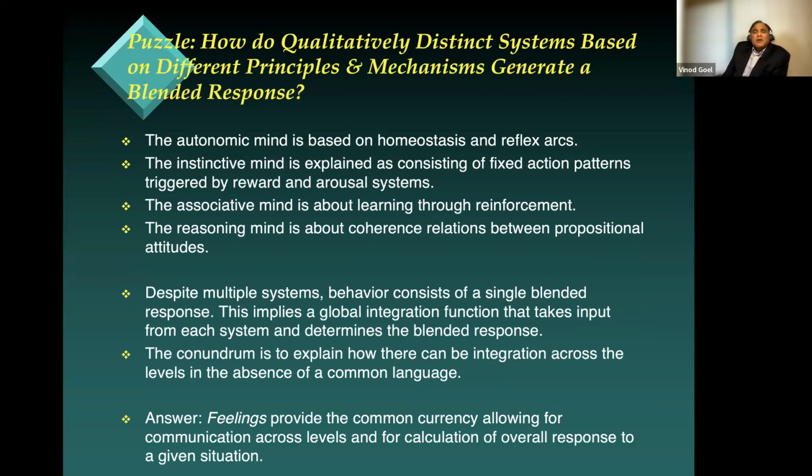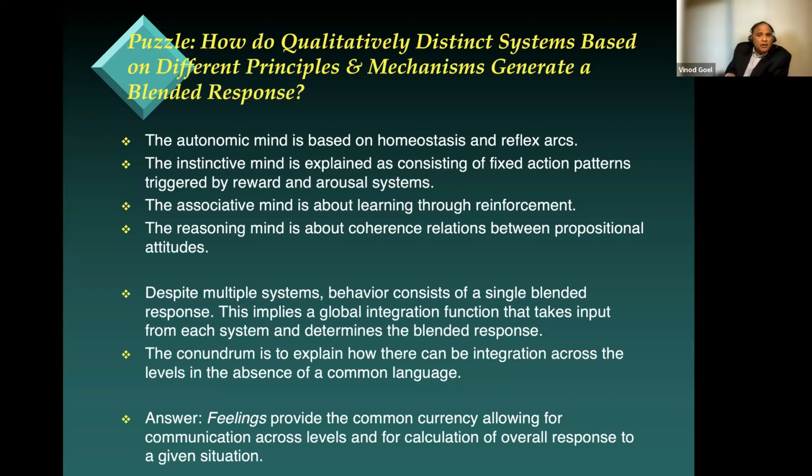Okay, so the puzzle here is, how do qualitatively distinct systems based on different principles and mechanisms generate a blended response? Because the autonomic mind, I've said, is based on homeostasis reflex arcs. The instinctive mind is explained in terms of fixed action patterns triggered by reward and arousal systems.